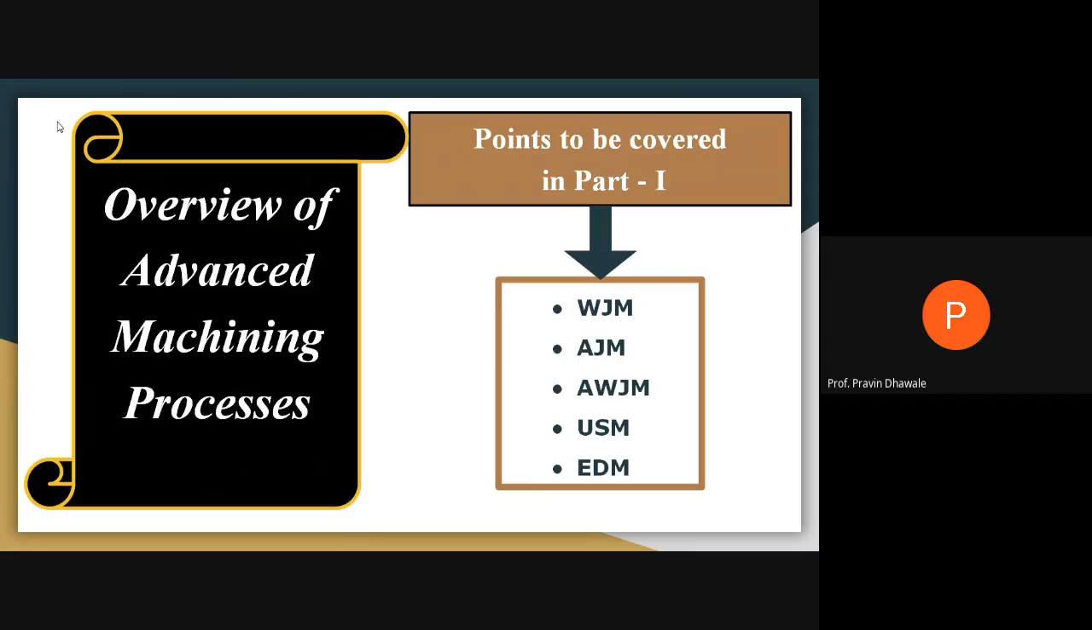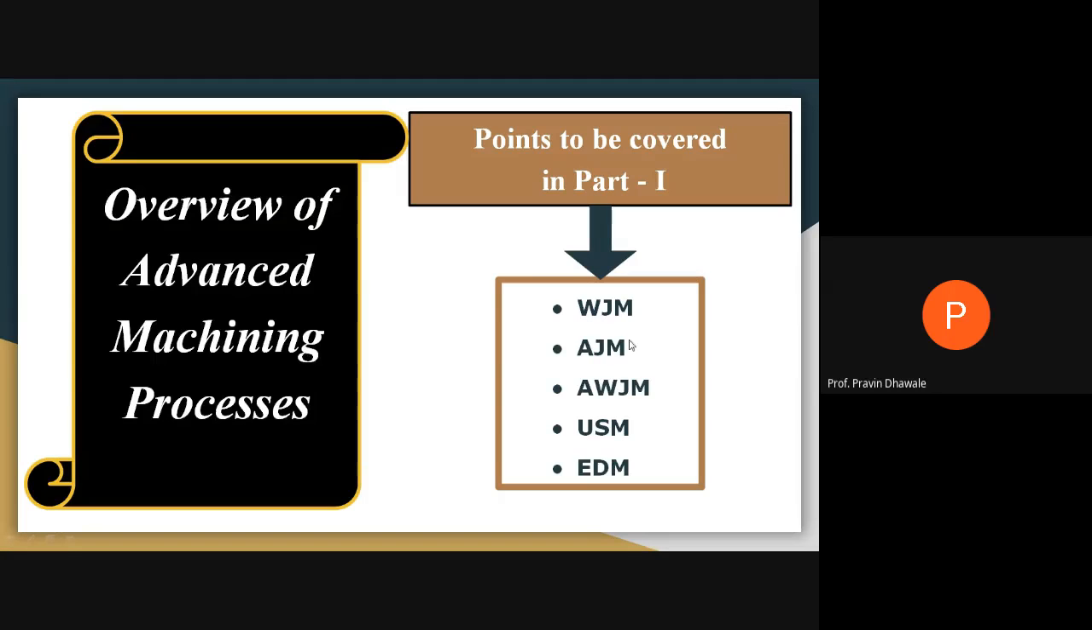In the first part, we have covered core machining, the basic principles of how they work. These are the machines we have to cover under the first part. The first one is water jet machining. Second, abrasive jet machining. Third, abrasive water jet machining. And fourth, ultrasonic machining. These first four types come under the category of non-conventional machining based on mechanical energy.